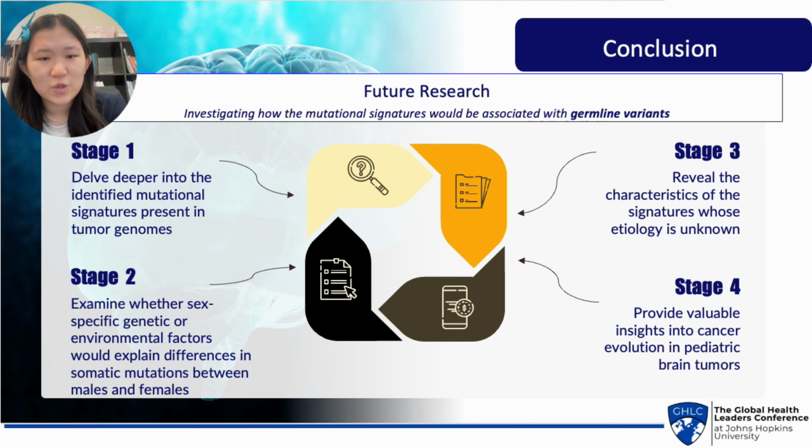My future research will investigate how mutational signatures would be associated with germline variants, and it'll be through the following stages. To first investigate the identified mutational signatures and examine factors like sex-specific genetic factors, and examining the characteristics of signatures whose etiologies are unknown. It's my hope to provide valuable insights into cancer evolution in pediatric brain tumors.